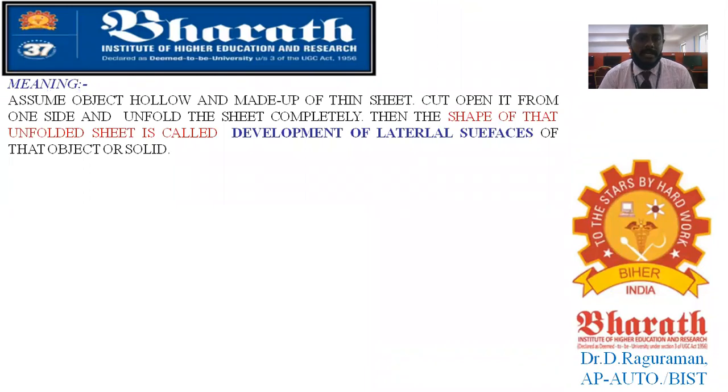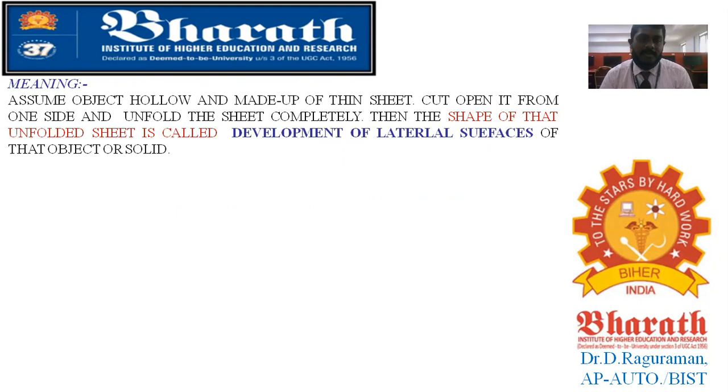What is the meaning of development of surfaces? You assume the object is hollow and made of a thin sheet, unlike a solid object. Once you unwrap a hollow object, it is a development of surface only; you will not have any thickness. If you cut it open from outside and unfold the sheet completely, that unfolded shape is called the development of a lateral surface.